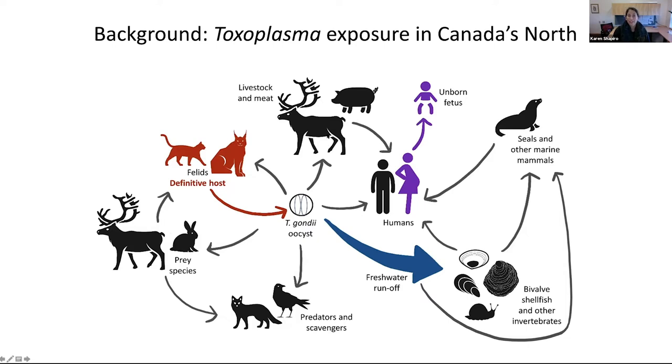So we have a lot of hunting of game meat. We can also have oocyst transmission, especially through shellfish, which I'll talk about in a bit. And you also have to think about marine mammal infections, not just for the well-being of the marine mammal populations, but because these species are hunted and consumed by the people as a source of food. And of course, don't forget the importance of congenital transmission when women are infected and can transmit this to their babies.